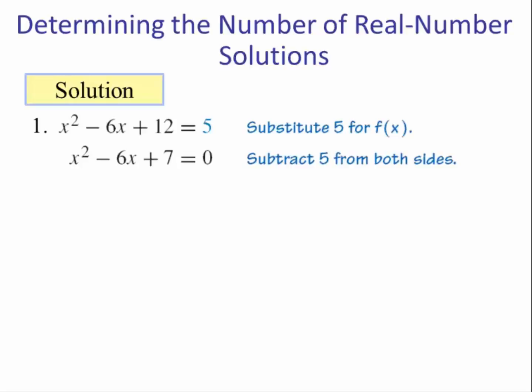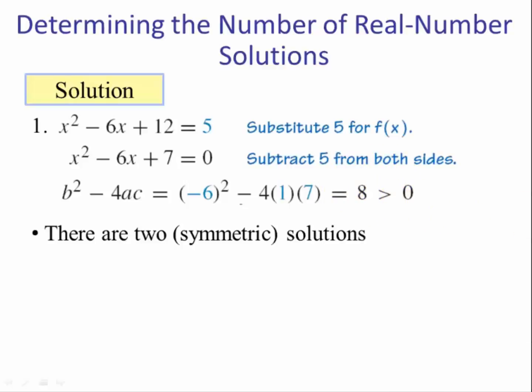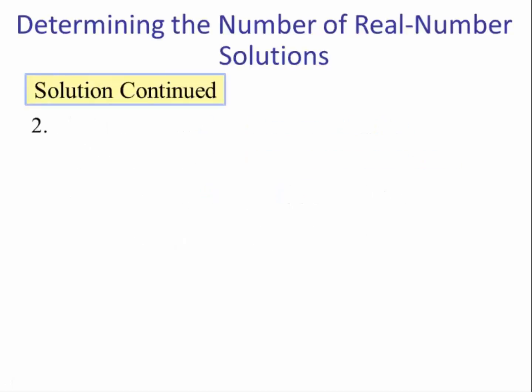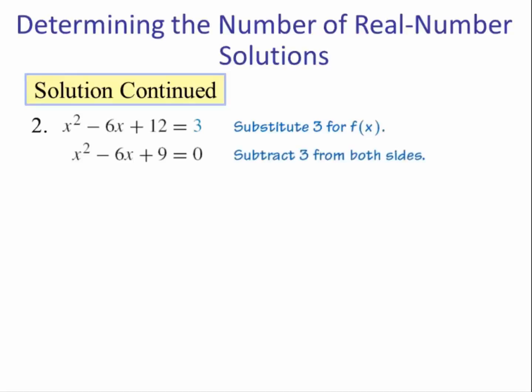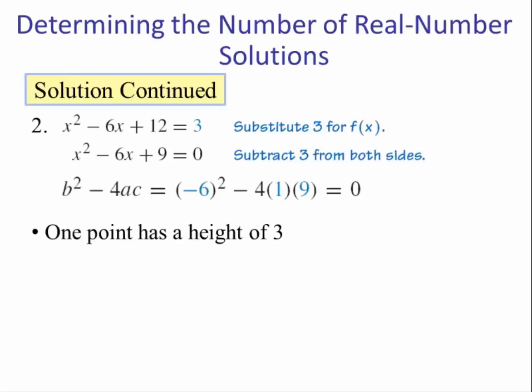A is 1, b is negative 6, and c is 7. Plugging these values into the discriminant, we get negative 6 squared minus 4 times 1 times 7, which gives us a value of 8. 8 is greater than 0, so we have two real solutions. Number 2. x squared minus 6x plus 12 equals 3. Subtract 3 from both sides. We have x squared minus 6x plus 9 equals 0. Substituting a equals 1, b equals negative 6, and c equals 9, we have a discriminant of 0. Therefore, there'll be one real solution, so one point has a height of 3.